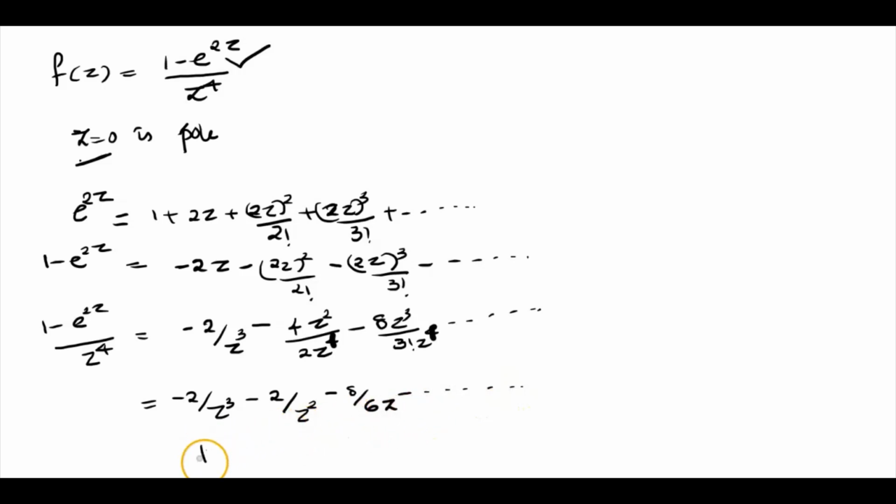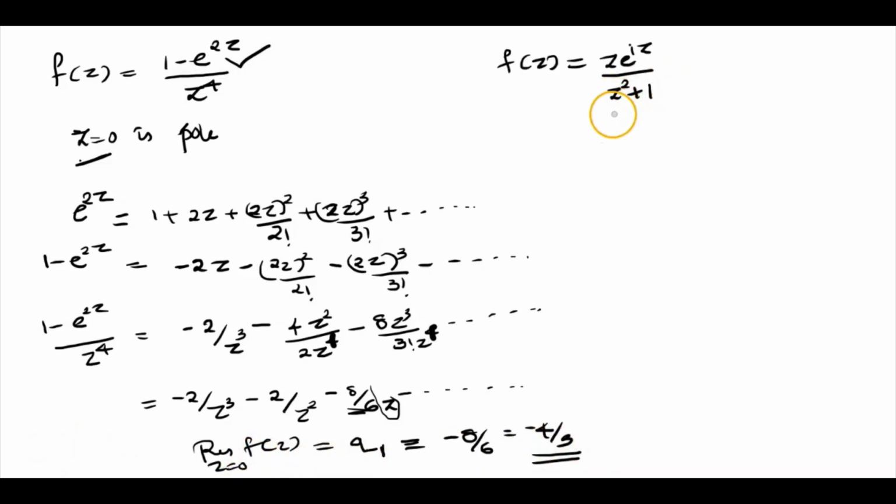So the residue of f(z) at z = 0 is the coefficient of 1/z, that means a_{-1}. Here the coefficient of 1/z is -8/6, that means -4/3. So -4/3 is the residue of f(z) at z = 0.